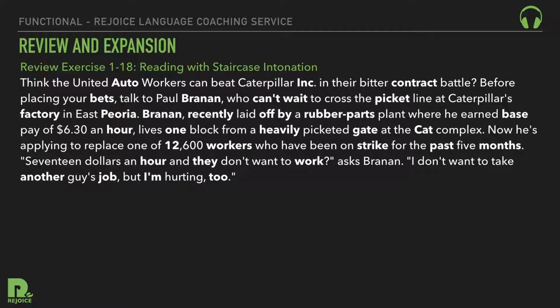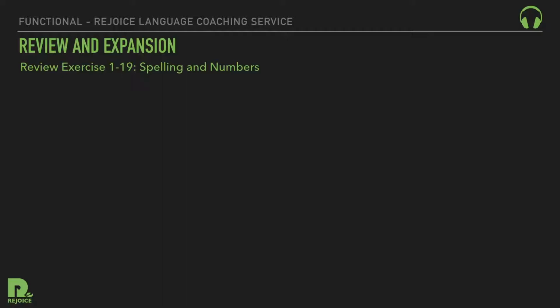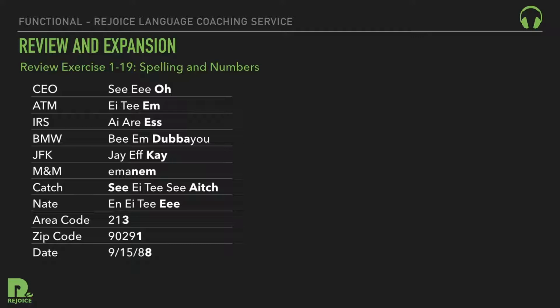Review Exercise 1-19, Spelling and Numbers. CEO. ATM. IRS. BMW. JFK. M&M. Catch. CATCH. Nate. NATE. Area code 213. Zip code 90291. Date 9/15/88.